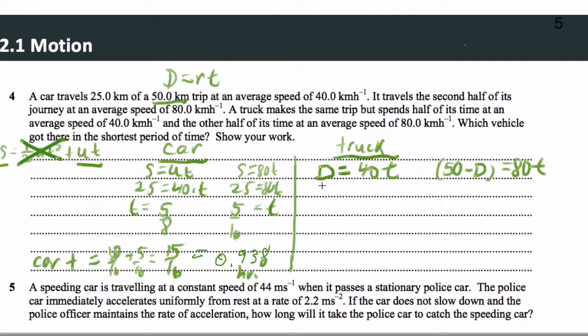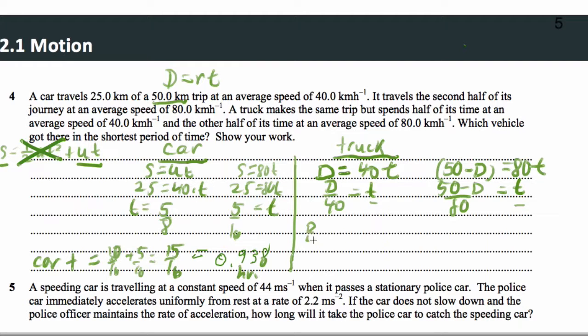So what I'm going to do is isolate here. d over t for the first half is 40. 50 minus d over the second half, divided by 80, is the second half of the time. And now I can actually, sorry, I had this a little bit backwards. It's d over 40 equals t, and 50 minus d over 80 equals t. And these two times are half the trip. I set them equal, isolate d, and then solve for t.